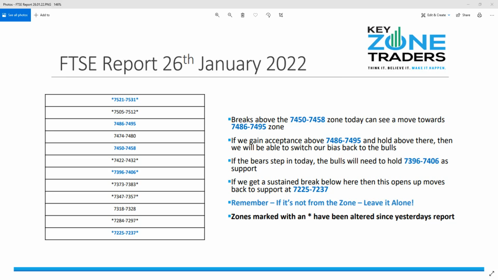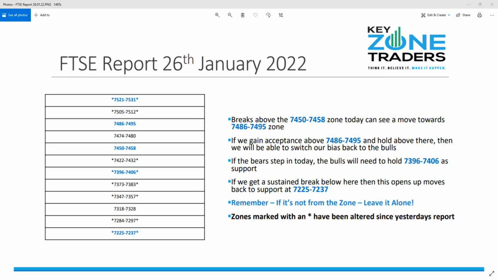So we'll start with the Ftse as always. We said breaks above the 74.50 to 58 zone can see moves towards 74.86 to 74.95. If we gain acceptance above 74.86 to 95 and a hold above there, then the bulls will be back in control and we'll be able to switch our bias back to the bulls.